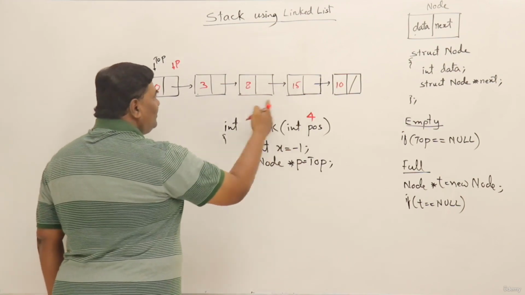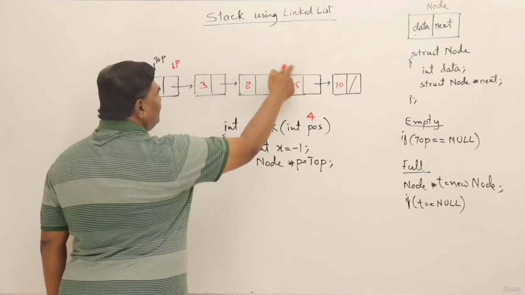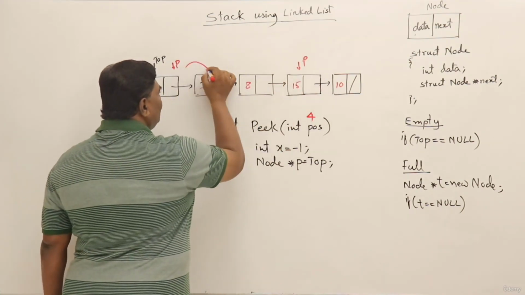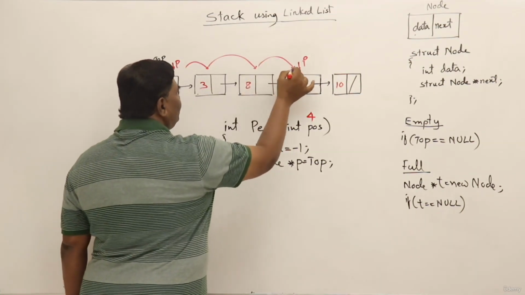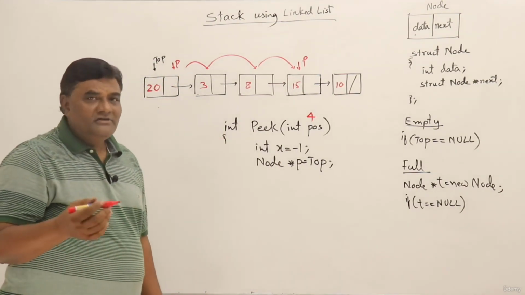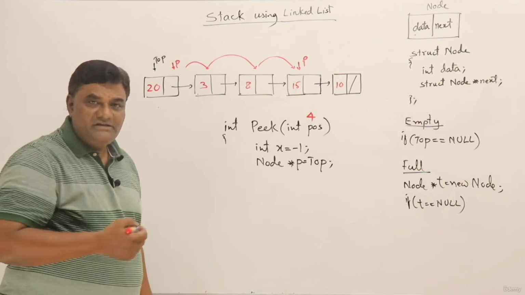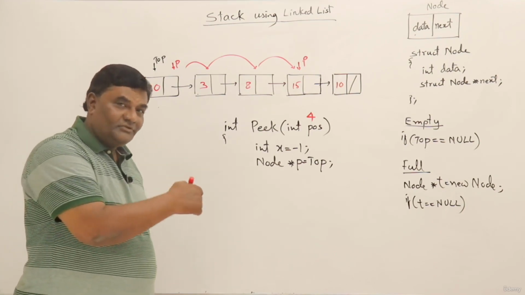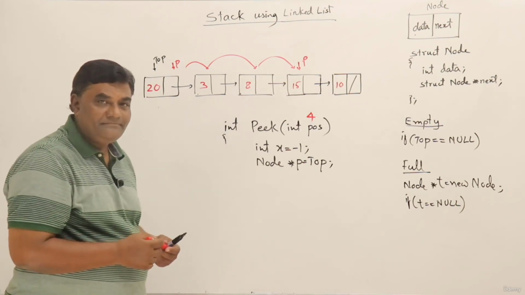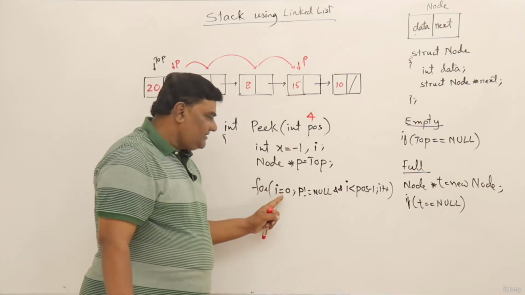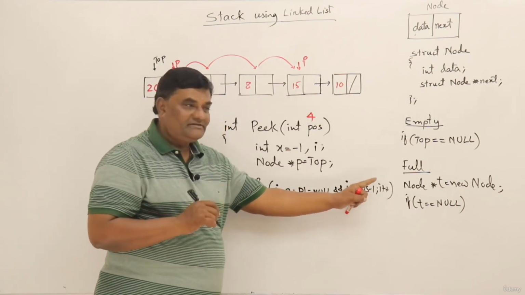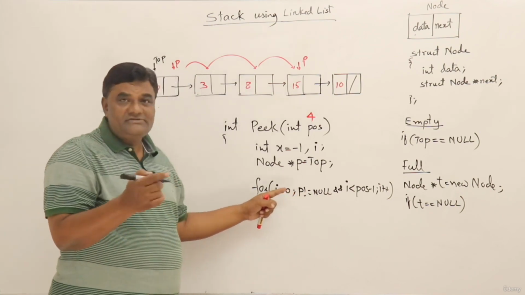Then to reach fourth node, how many times P should move? 1, 2, 3. So it should move for 3 times. 1, 2, then 3. So after moving 3 times, it can reach on fourth node. So by using for loop, I will move P until it reaches that given position or it has become null. So I will write on the code here. See, I is starting from 0 and I is less than position -1, I plus plus. And before that also I am checking P is not null.